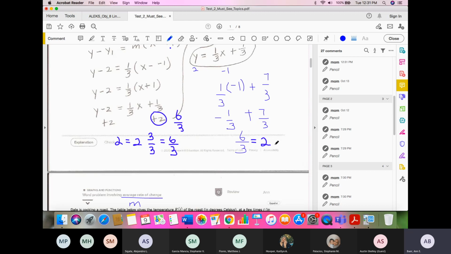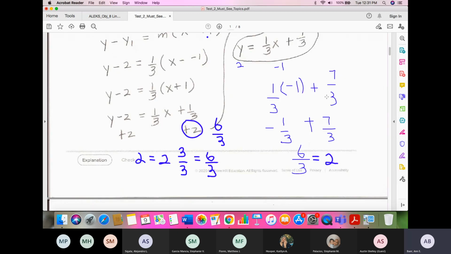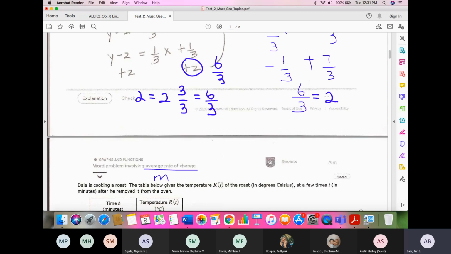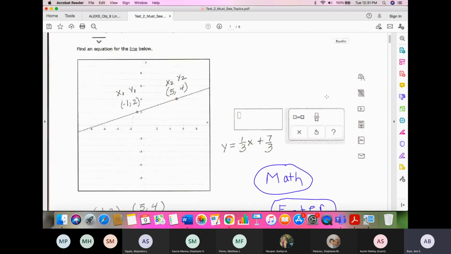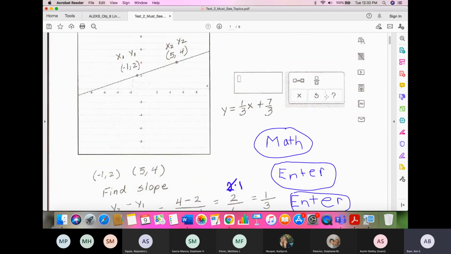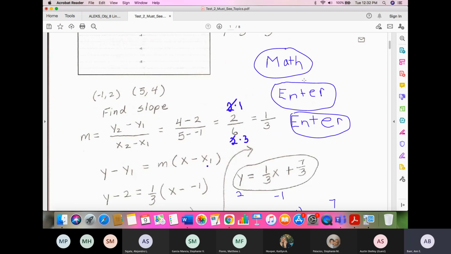So you want some way to quick check your written work required topics, because there's quite a lot going on in these. Any questions on this written work required topic? This math enter is a way to get a fraction on the TI graphing calculator.